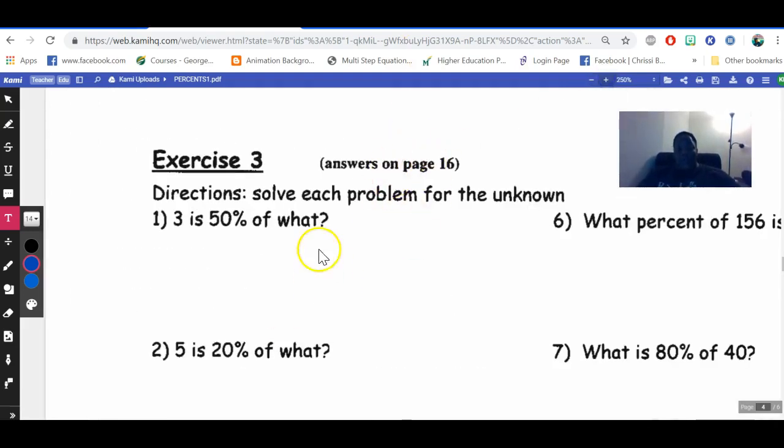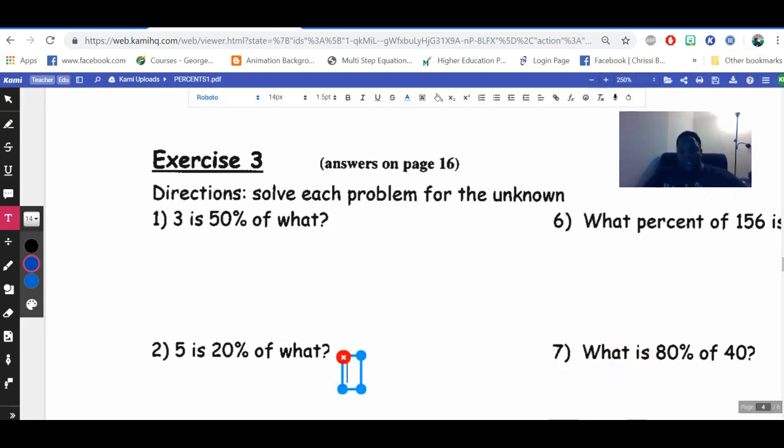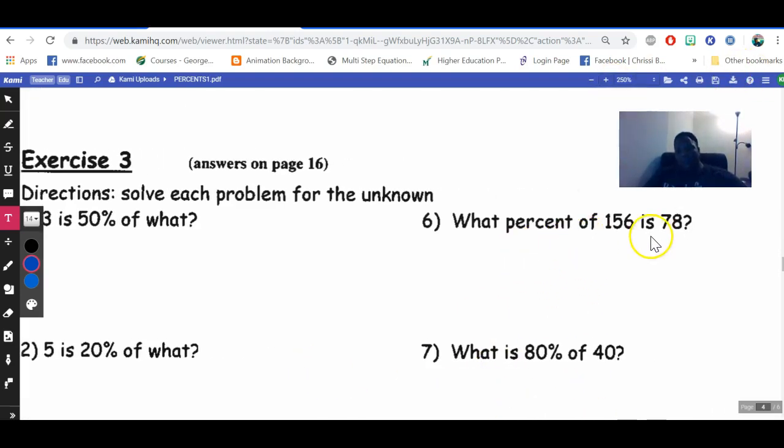Okay. So in math class, where we're talking about percents, you see questions that look like this. Like 3 is 50% of what number? Or questions like this one over here, which says, what percent of 156 is 78? I'm going to show you how to do each type of these problems.